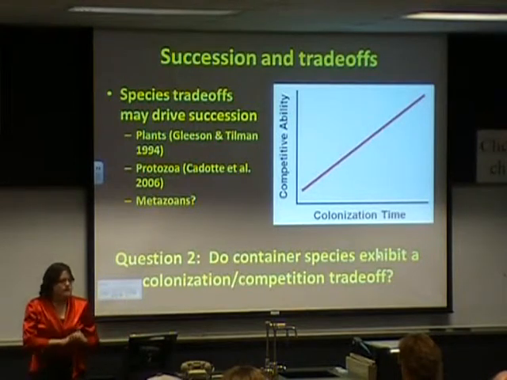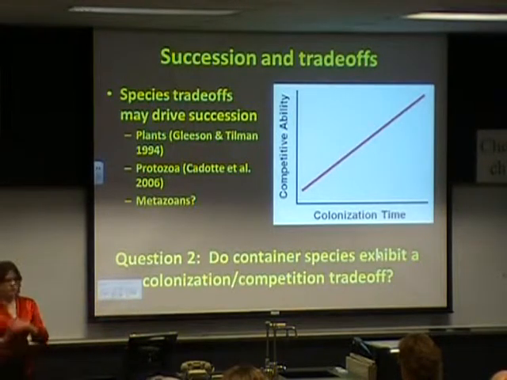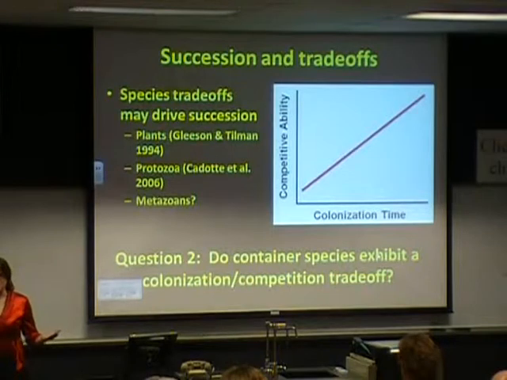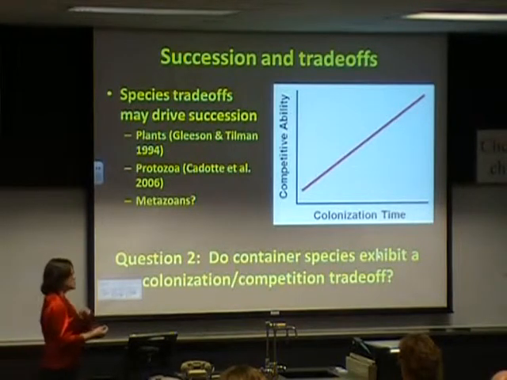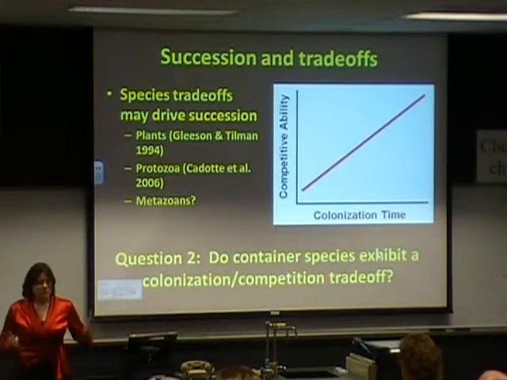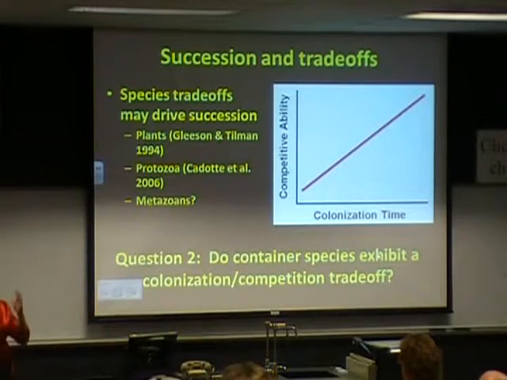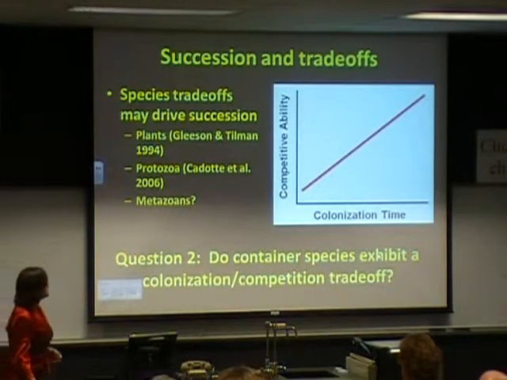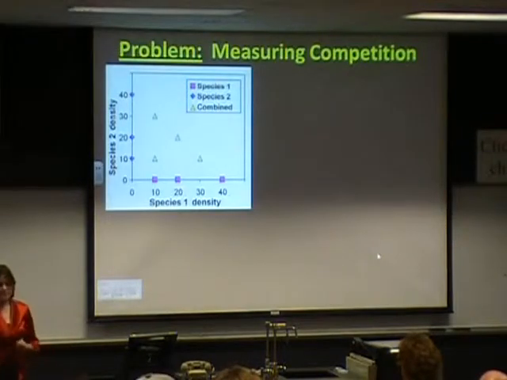So in theory, this would be a very straightforward experiment. You just measure the colonization ability of multiple mosquito species, you measure the competitive ability of multiple mosquito species, and you just use regression to determine if there's a relationship between the two. But there's a problem with that, and that has to do with measuring competition.